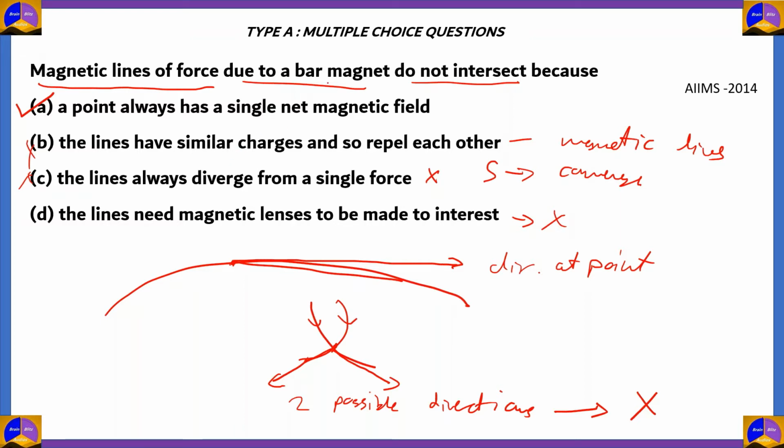Magnetic field lines of force due to a bar magnet do not intersect, because a point in a magnetic field line only has a single net magnetic field. This is due to the fact that there is only one tangent which can occur at a point in a magnetic field. If we have two tangents, then there'll be two directions, which is not possible. And that's why magnetic field lines of force do not intersect.